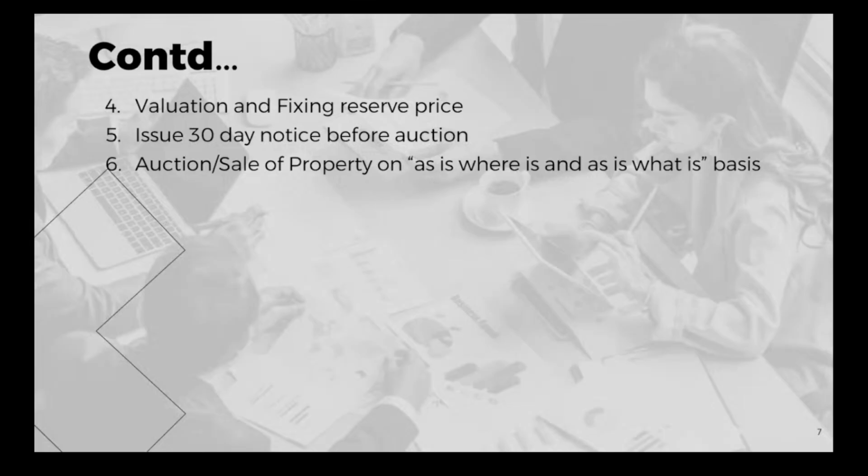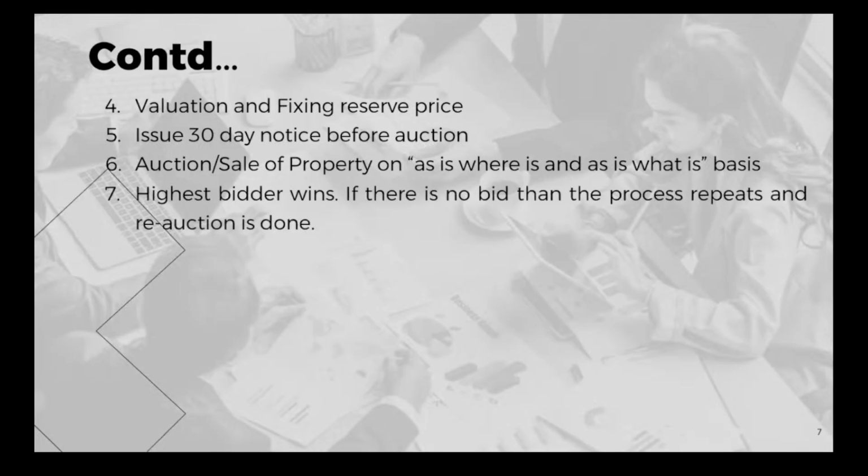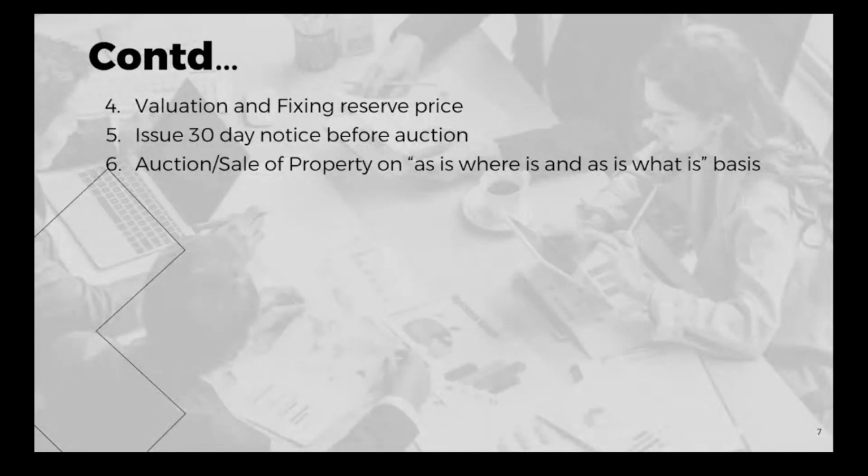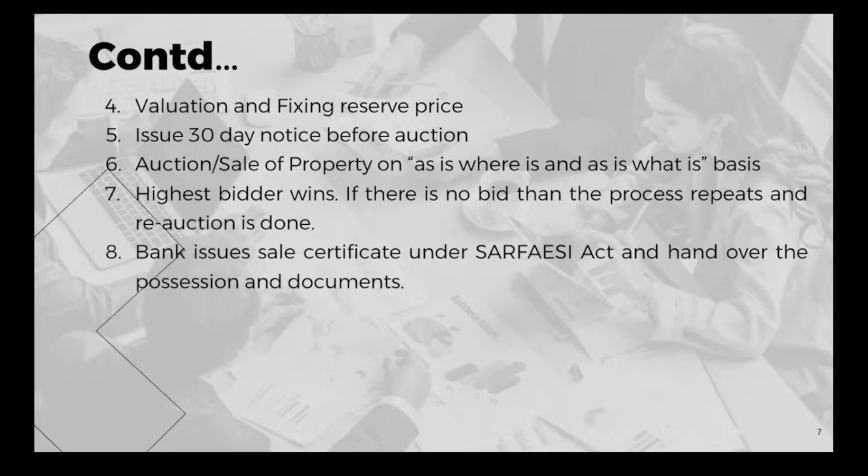The auction of the property is on an "as is, where is" basis. Whatever is the state of the property, legally and physically, that is to be bought by the buyer. The bank does not take any responsibility on that front. So the new buyer has to check everything. The higher bidder wins. If no bid is submitted, then the process is repeated and a re-auction is done. Then the bank issues a sale certificate under the SARFAESI Act and hands over the possession documents.